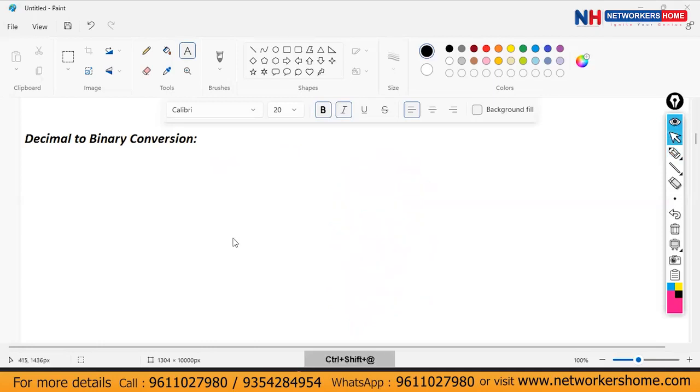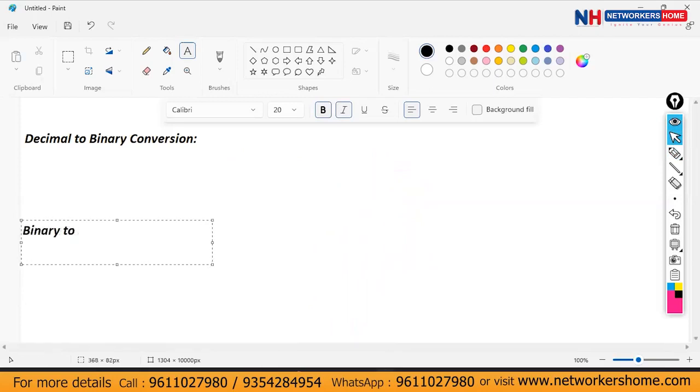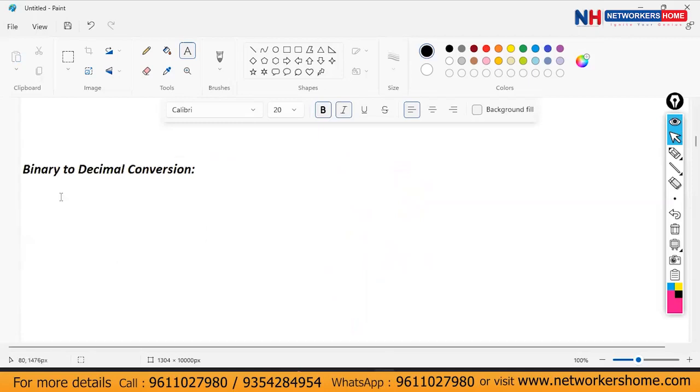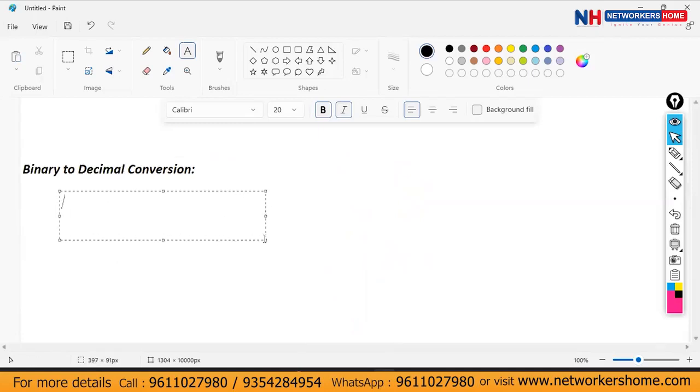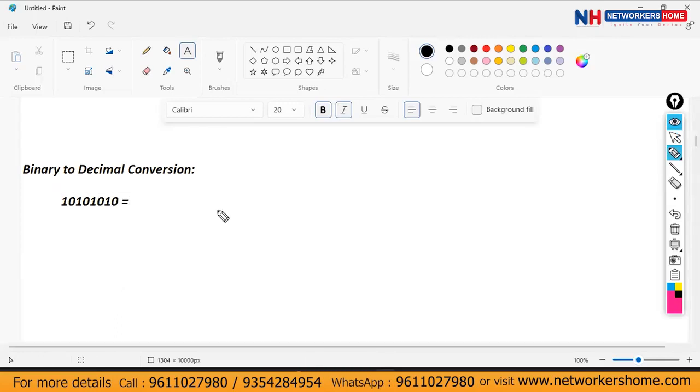Okay. And next we have the binary to decimal conversion. Now again, let's say you have a binary number 10101010, and you want to convert it into decimal. So how are you going to convert it? Whatever binary number is given to you, just write the binary number. Now from right to left, write the place values and start from zero: 0, 1, 2, 3, 4, 5, 6, 7.